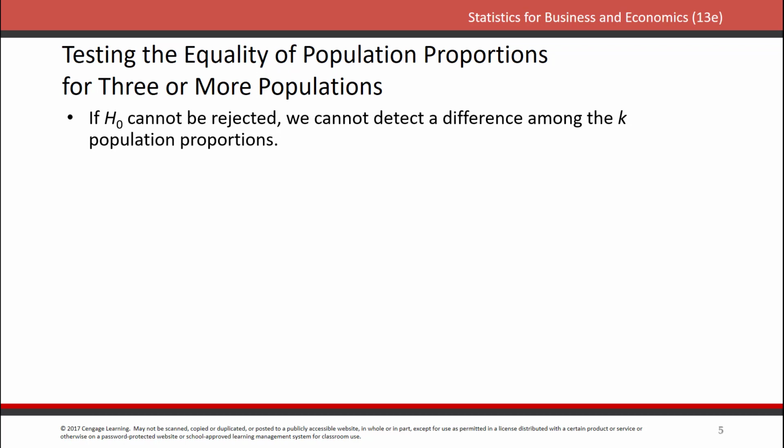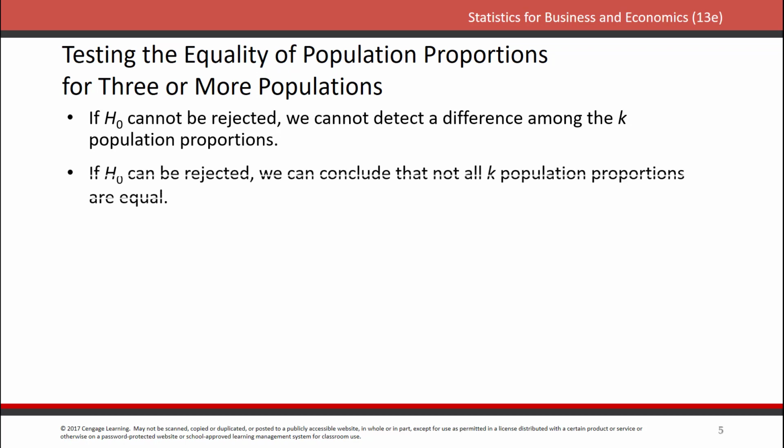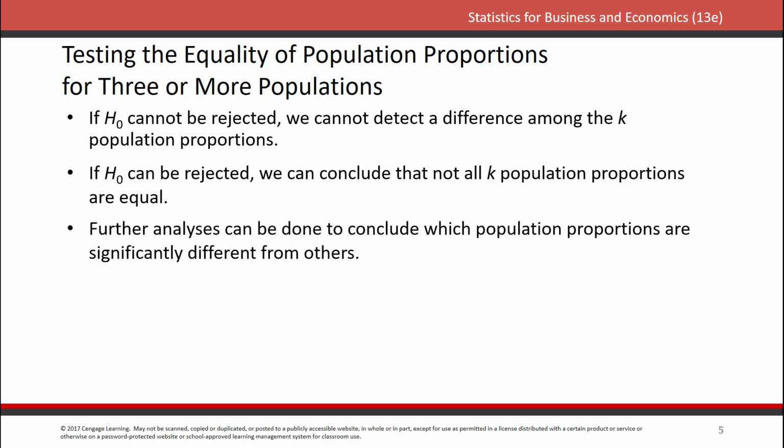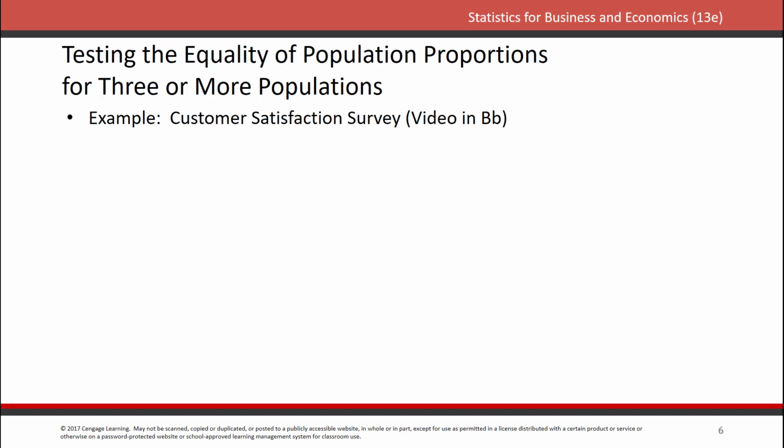And so if the null cannot be rejected, then we cannot detect that there's actually any differences. If it is rejected, then we can conclude not all are equal, and then we could do further analysis to figure out which proportions were not the same as the others. I walk you through an example of how to do this in Blackboard, so be sure and look at the customer satisfaction survey. This is on the cars, the Chevy, Honda, Ford.